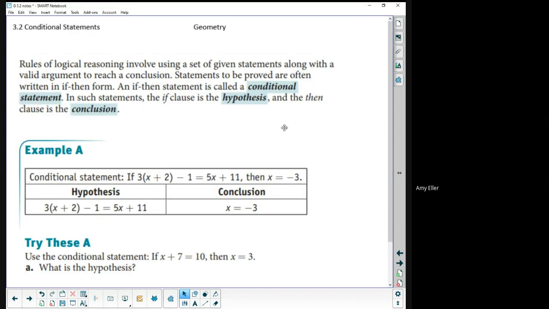All right, so section 3.2. Here's what it says if you want to follow along.